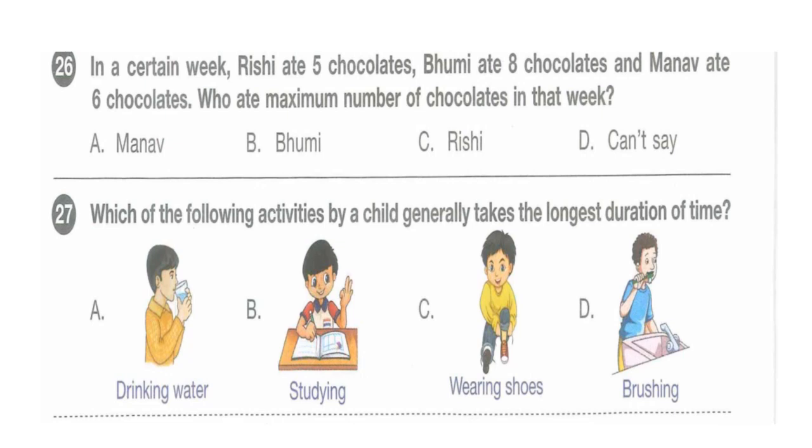Question number 26. In a certain week, Rishi ate 5 chocolates, Bhumi ate 8 chocolates and Manav ate 6 chocolates. Who ate the maximum chocolates in that week? A. Manav, B. Bhumi, C. Rishi, D. Kansi.